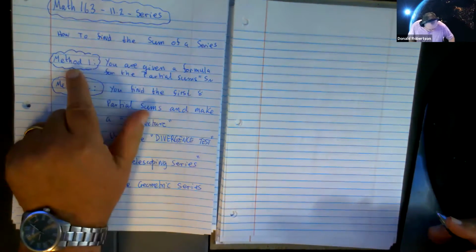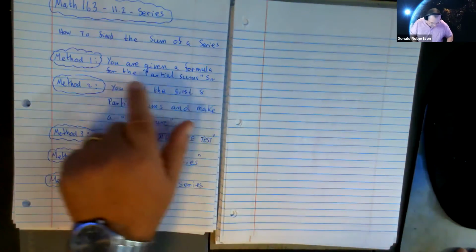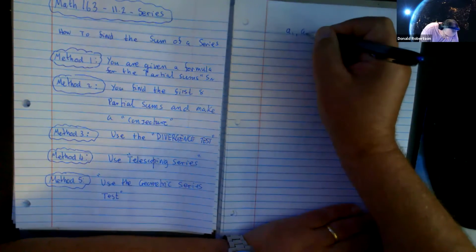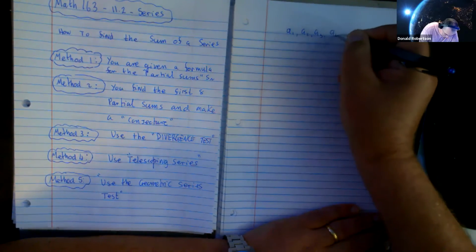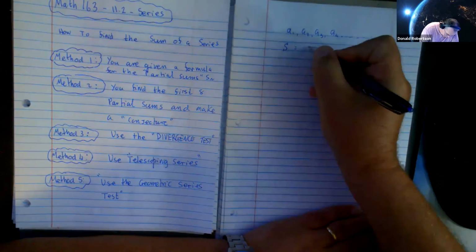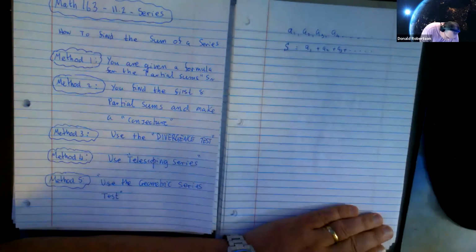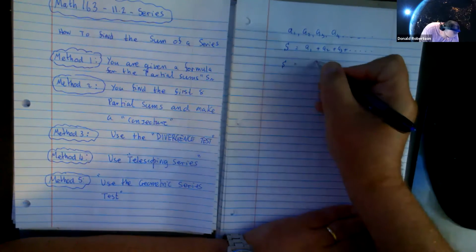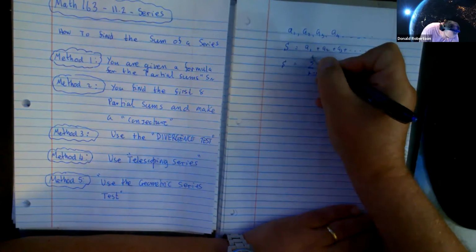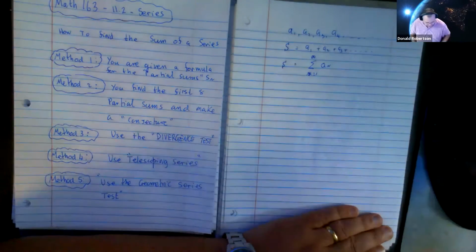So, first question, I've called it method 1, is that you're given a formula for the partial sums. So imagine that you've got your sequence A1, A2, A3, A4 up to infinity, and your series then is what you get when you add it up. And we normally write that down using sigma notation. I'll use n. That would be the convenient way of doing it.